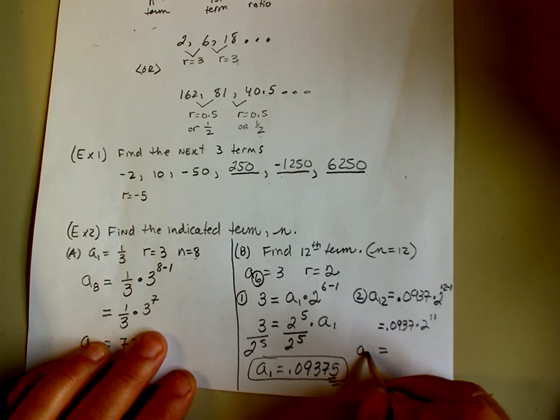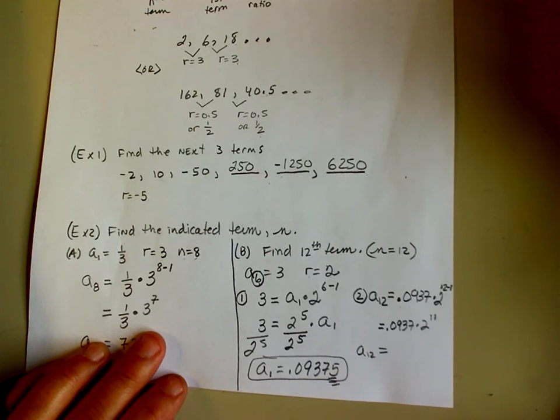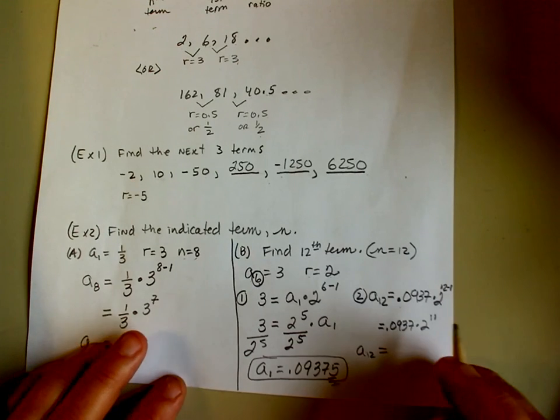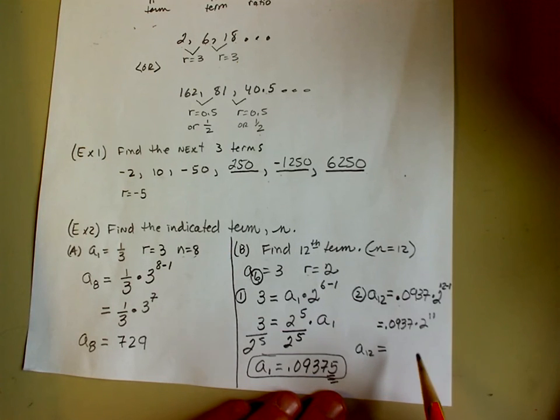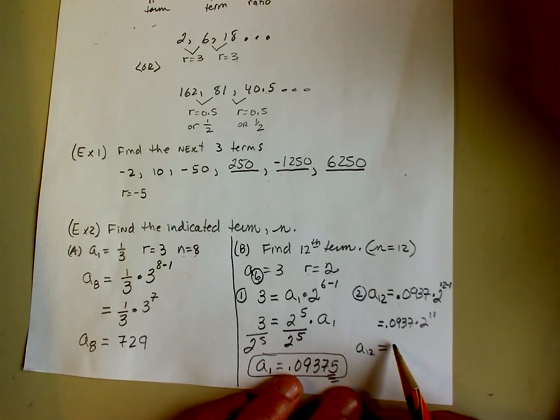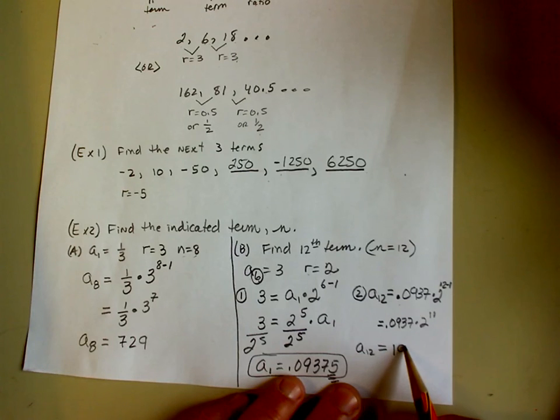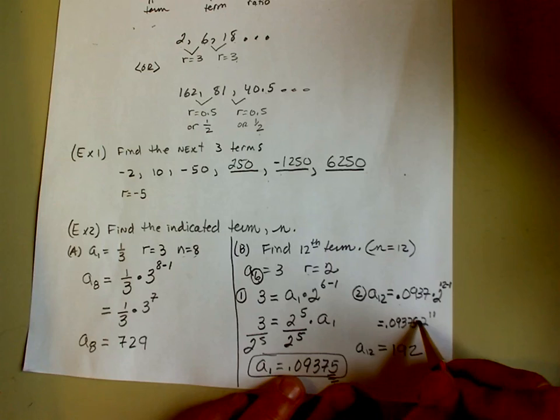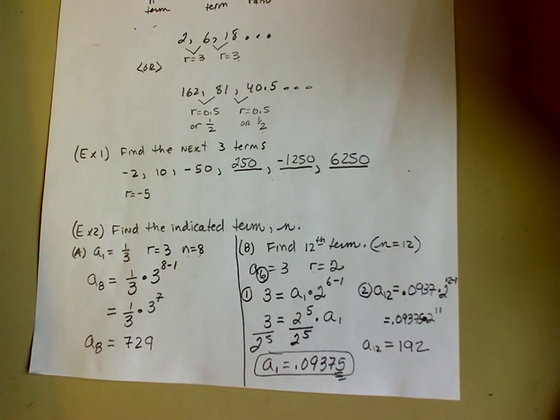The 12th term in that sequence will be, quick calculation here, 192. Oops, I forgot the 5 on that. My apologies. So it should be 192.